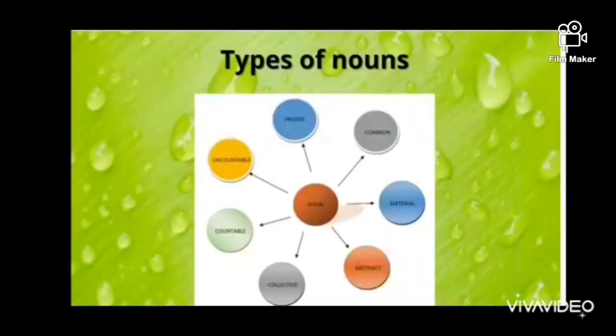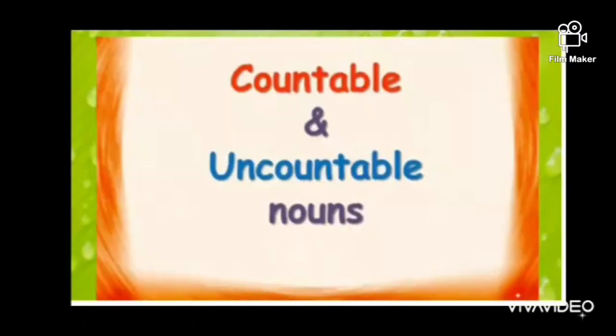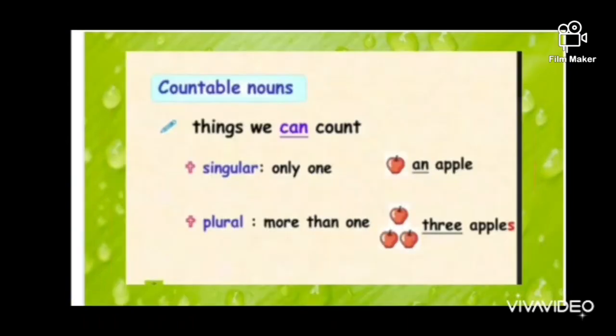Children, we already learned about different kinds of nouns in our previous classes. In today's class, we are going to learn about countable and uncountable nouns. Countable nouns. Nouns that we can count are called countable nouns. They have singular and plural form.